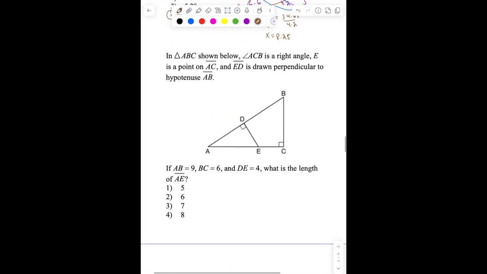In the next one over here, we have that angle ACB is a right angle, and that's marked for us in the diagram. E is a point on AC, and ED is drawn perpendicular to hypotenuse AB. So if ED is perpendicular to AB, there's also a right angle that's created over here as well, just so we have that down. So we have that AB is 9, BC is 6, and DE is 4. And we need to find the length of AE. So I'm going to represent that as X.